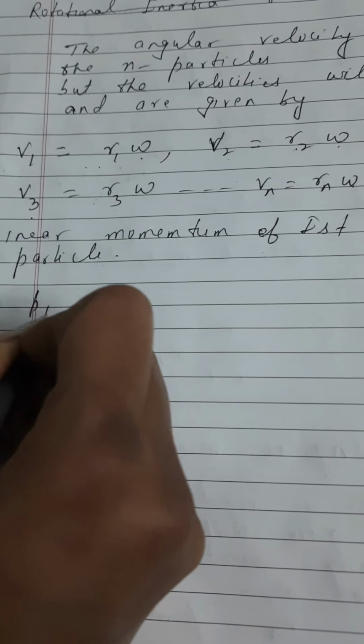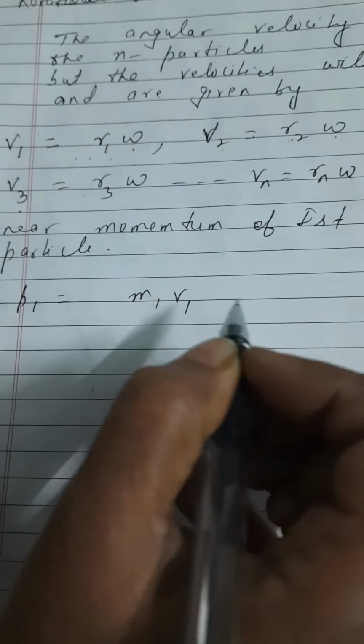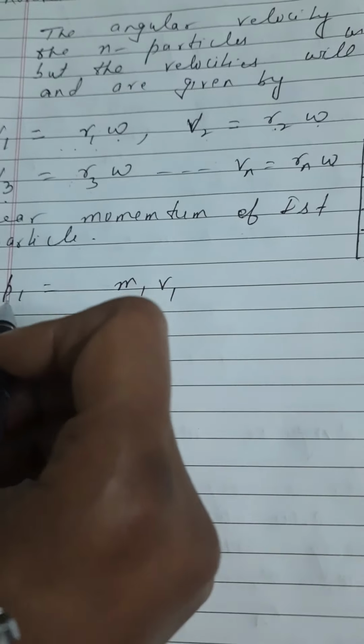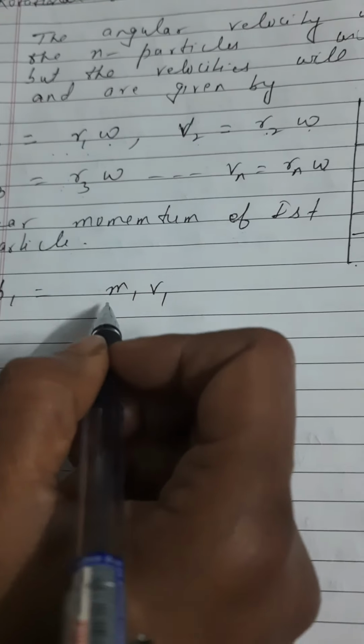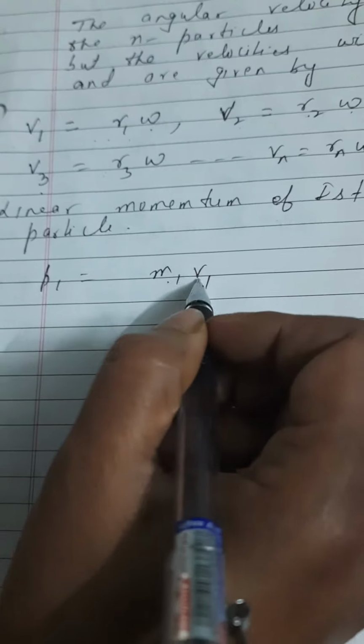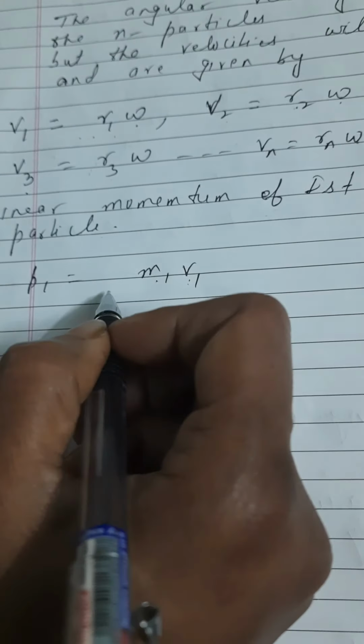That is P1 is equal to m1 v1. P1 is the first particle. All of you know linear momentum is defined as the product of mass and velocity. For the first particle, m1 v1, where the value of v1 is r1 omega. We will write down here r1 omega.